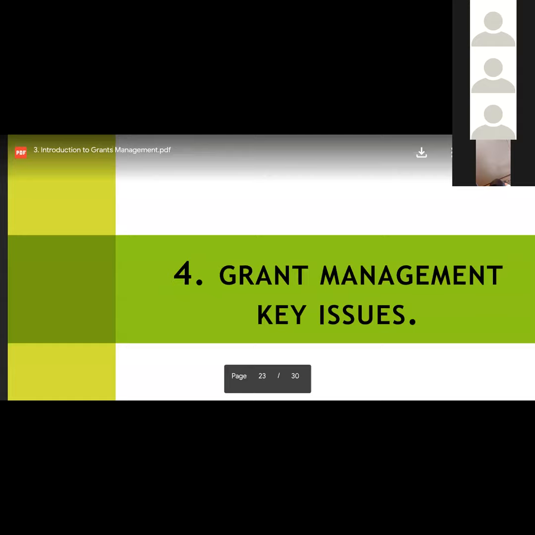Now, I would also want to emphasize the issue of grant management key issues, which is very important to understand. That is, the grant management key issues that we need to understand so that we are able to implement.